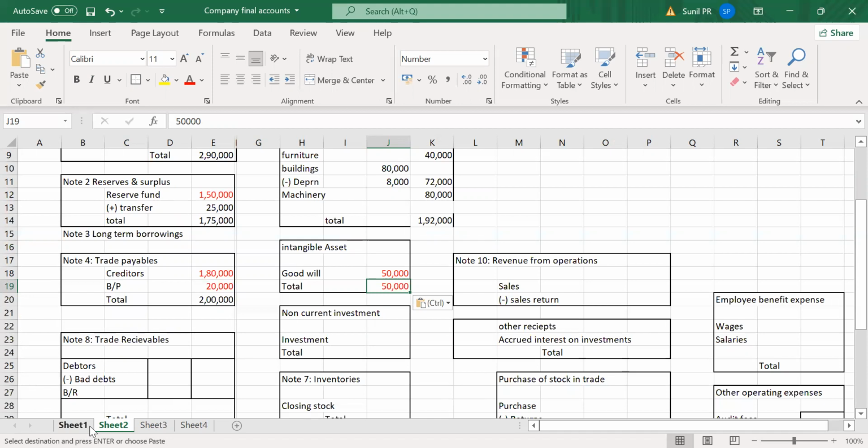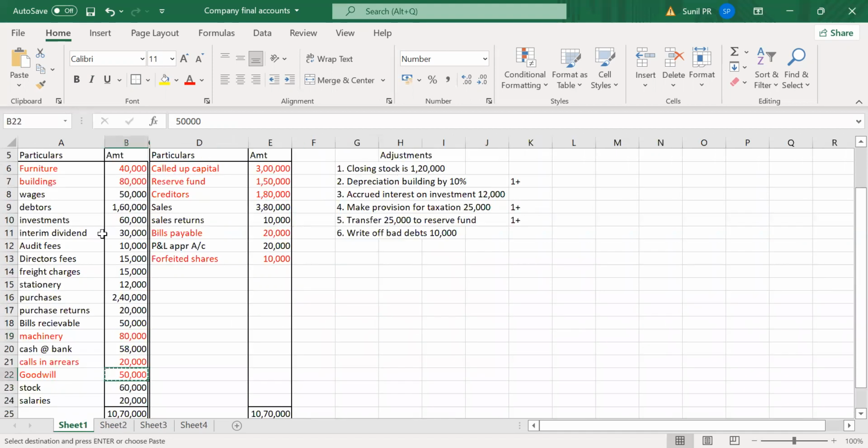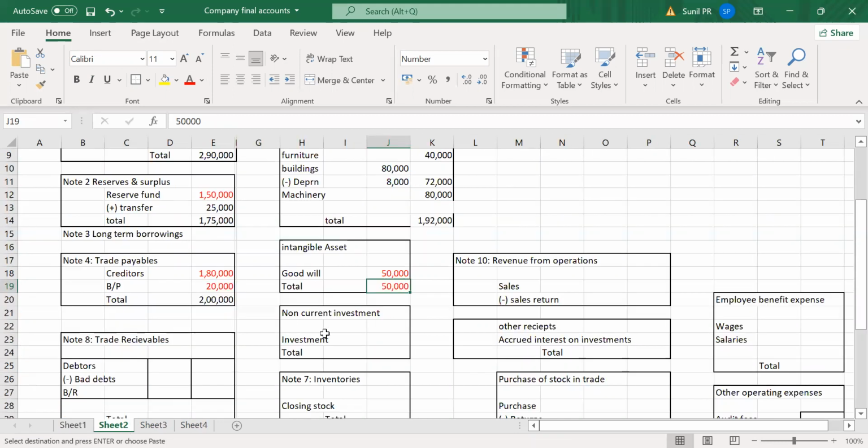Next, non-current investment. Any non-current investment is there? Any investment is there? Yes, sir. 60,000. Yes, investment is there. So this is also taken once, 60,000. Just put it. So total will be 60,000. This has no schedule, sir? No such schedules. You can just put it.